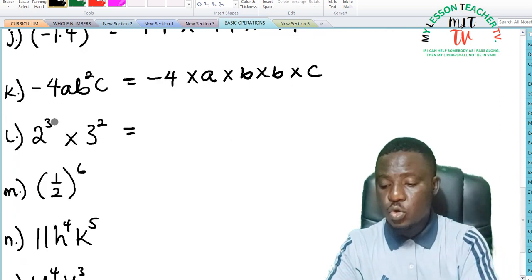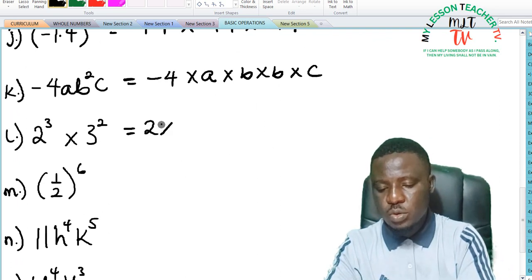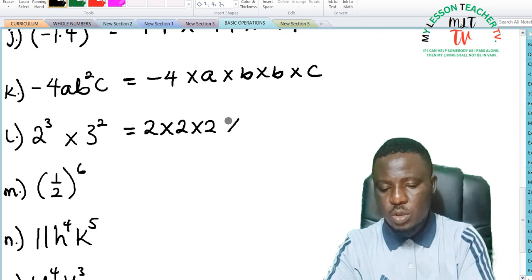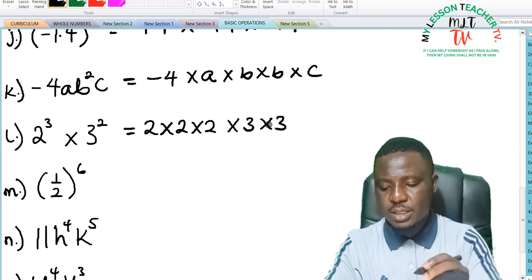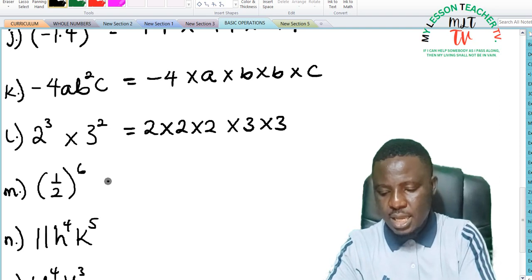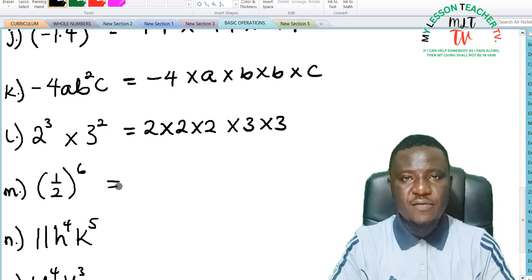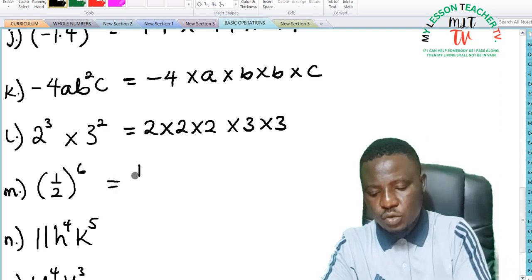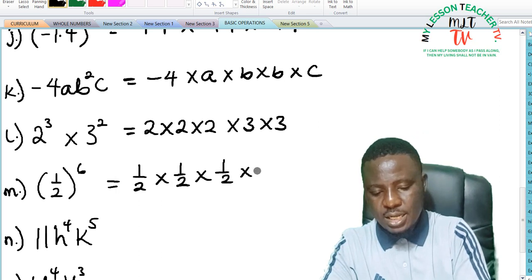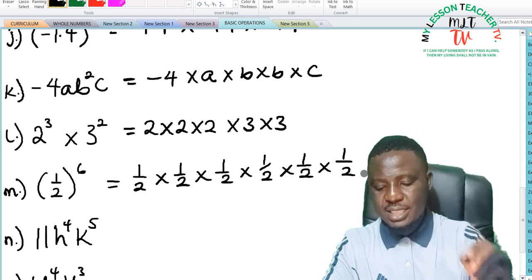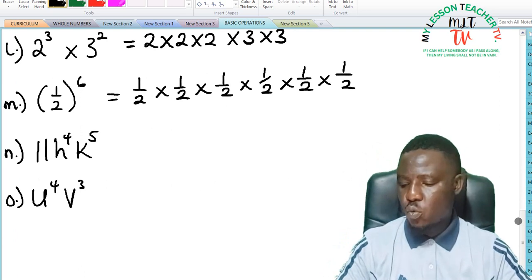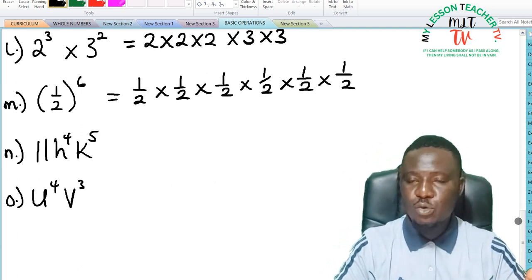L, 2 cubed times 3 squared. This is going to be 2 times 2 times 2 times 3 times 3. So this is what you get. M, half raised to the power 6, meaning half multiplying itself 6 times. This gives you 1, 2, 3, 4, 5, and 6. I will leave N and O for you to solve.